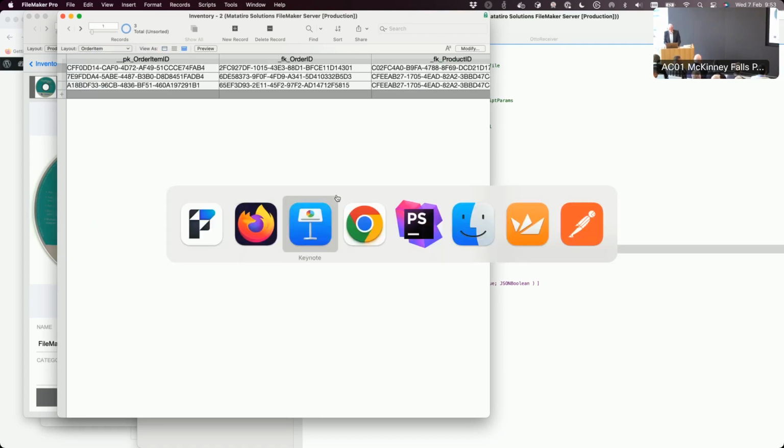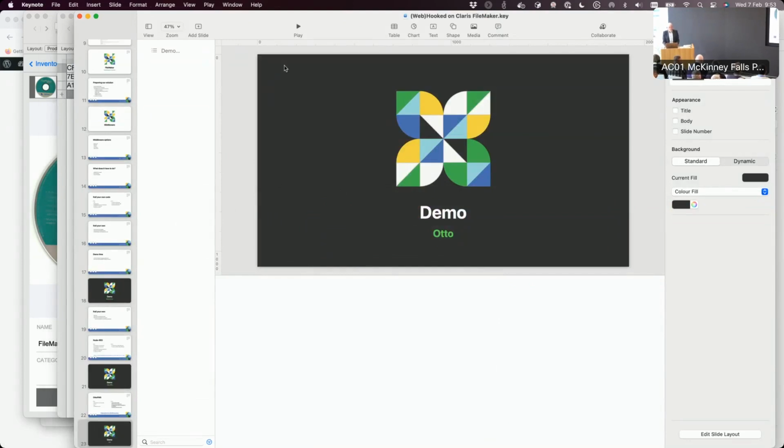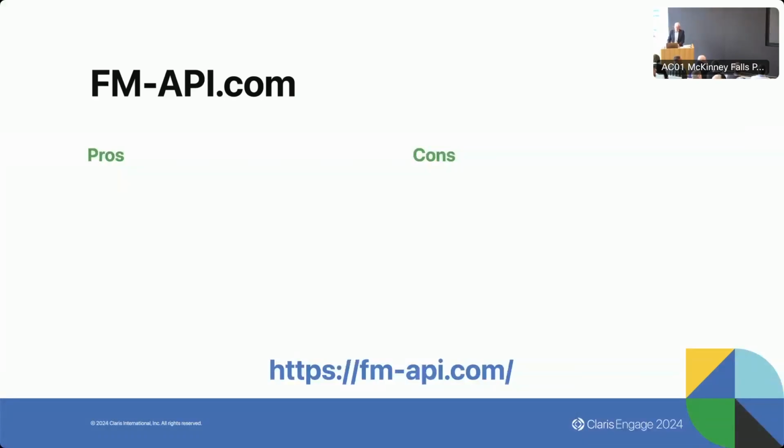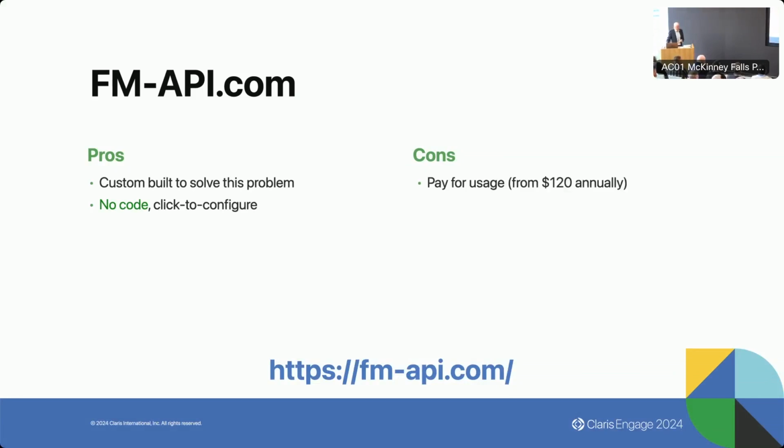Okay. And now, because I'm running out of time, FM API is a custom-built service to solve this problem for us. It's no code, it's a click to configure. It's pay for usage from about $120 annually, and it's an external additional dependency, and it's your data on someone else's server.